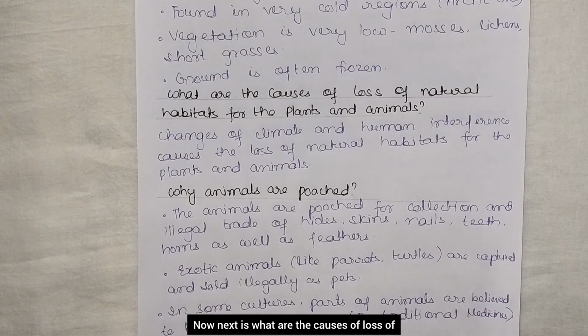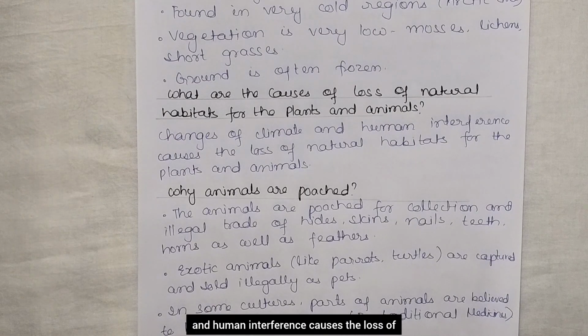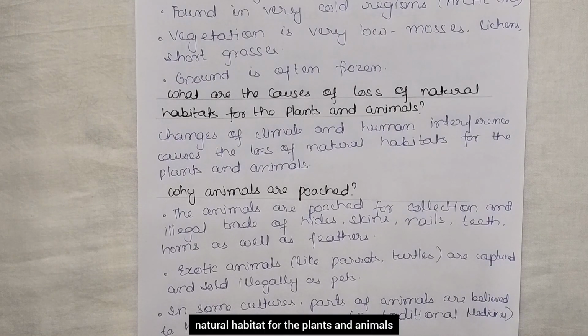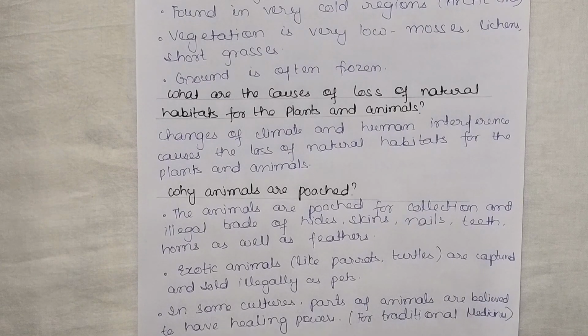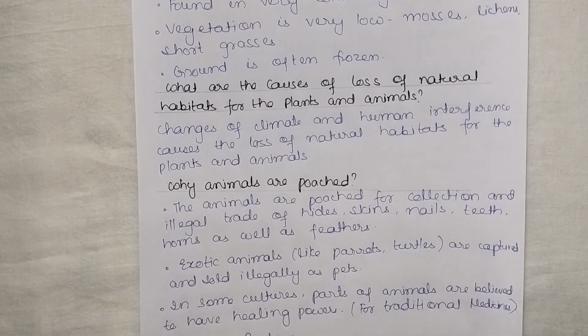Now next is, what are the causes of loss of natural habitat for plants and animals? Changes of climate and human interference cause the loss of natural habitat for plants and animals. So as we see, there is a change of climate and human interference also, so that became a reason for the loss of natural habitat for plants and animals, right?